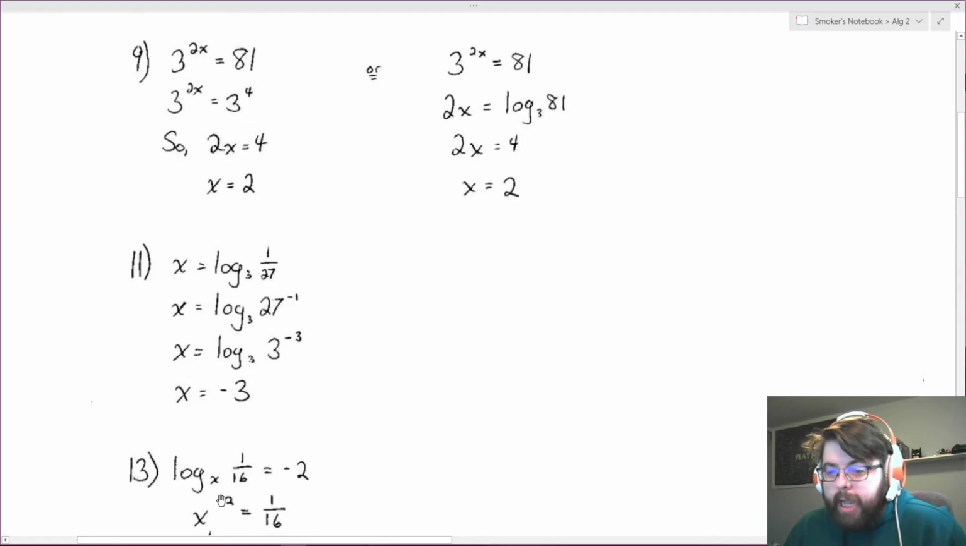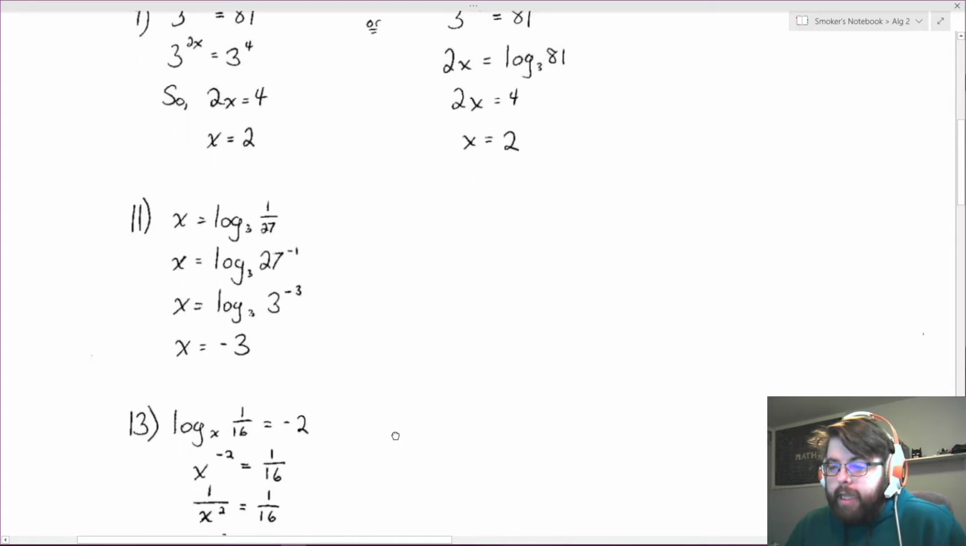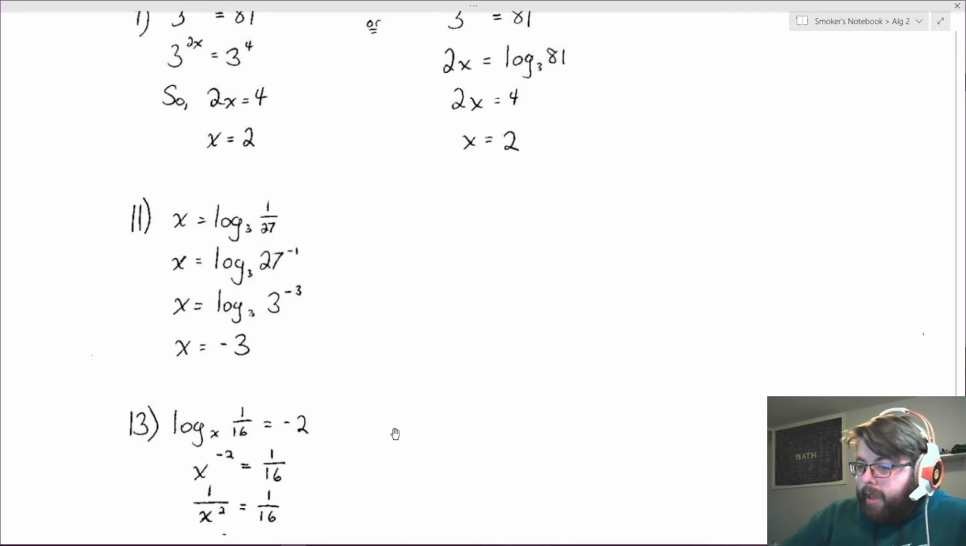Solving for something to the negative 2. You cannot take the negative 2 square root. It's just not something that exists, and it's not something that's common, so I don't accept it. I ask you to rewrite it. But you can get rid of the negative in the exponent by taking this and putting it under a 1. So 1 over x squared, okay? 1 over x squared equals 1 over 16.